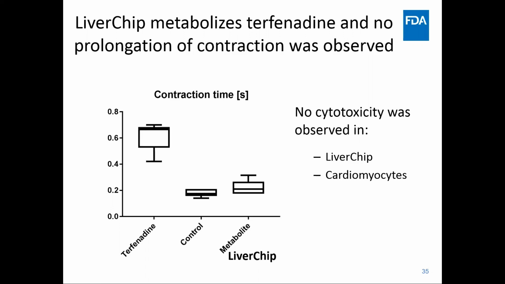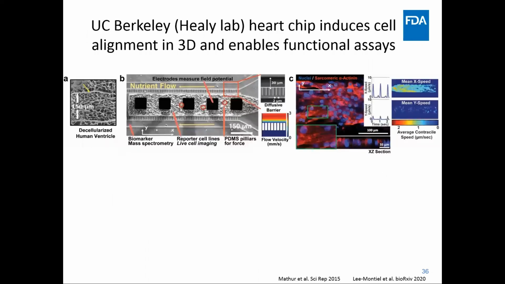So where are we going now? In addition to testing more drugs, which is something that we're currently doing, we're also starting a collaboration with the Healy lab from the University of California, Berkeley. They have developed heart chips that induced alignment of iPS cardiomyocytes in 3D and enables functional analysis. And this is very well published. It was published in 2015.